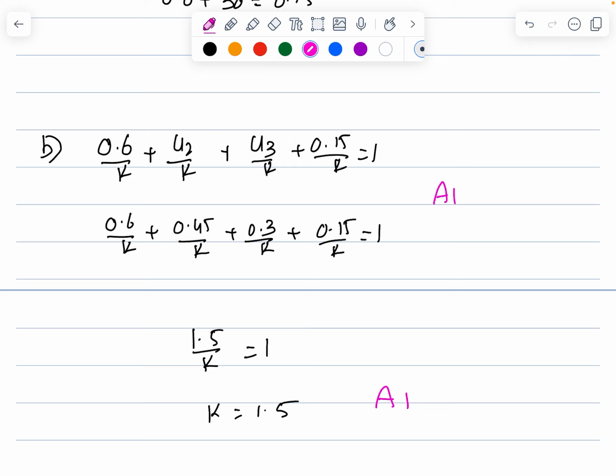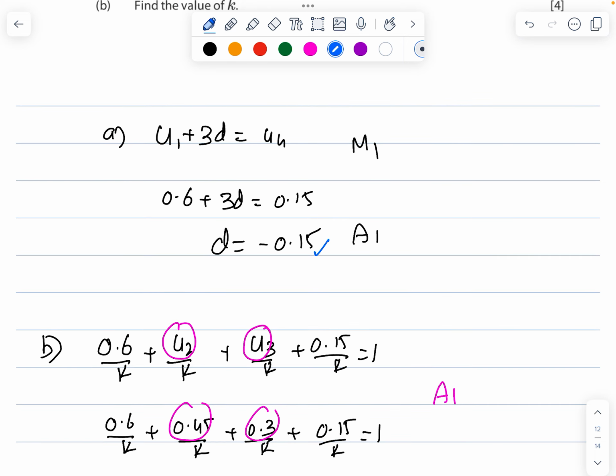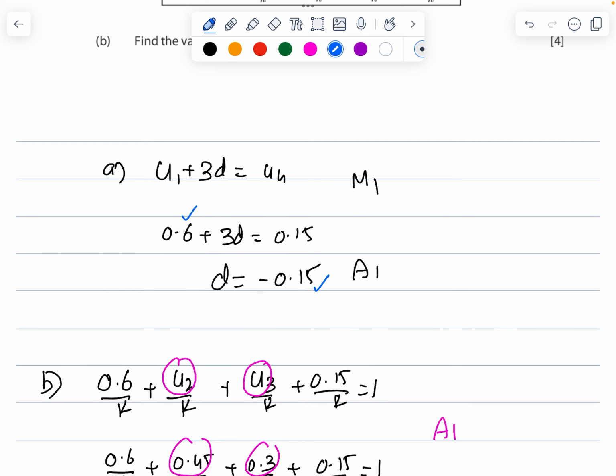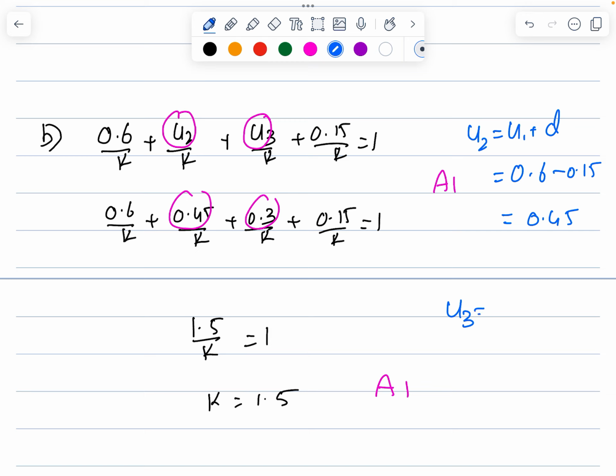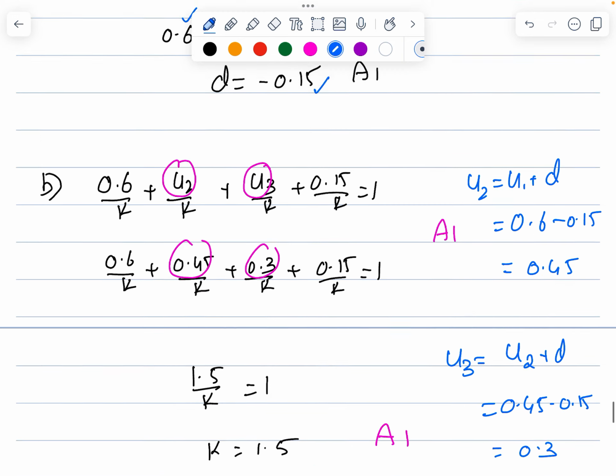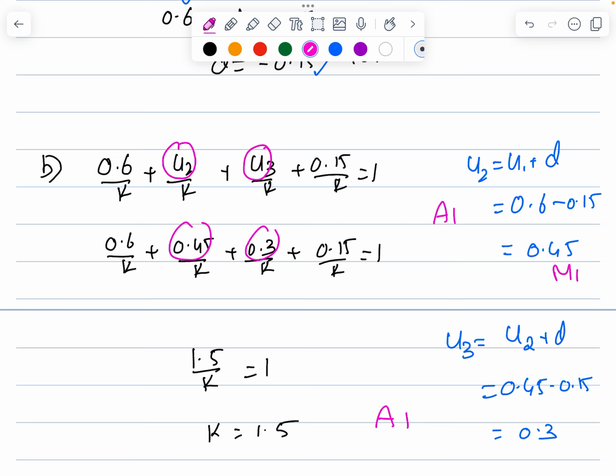So u2 value and u3 value should be known. For that, we know the common difference is this, and we know u1 is 0.6. So find u2, which is u1 plus d, which is 0.6 minus 0.15, which is 0.45. Then u3 will be u2 plus d, which is 0.45 minus 0.15, which is 0.3. That way, you'll get another method mark.